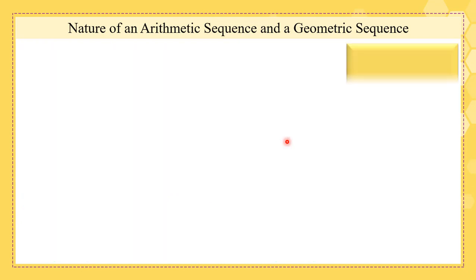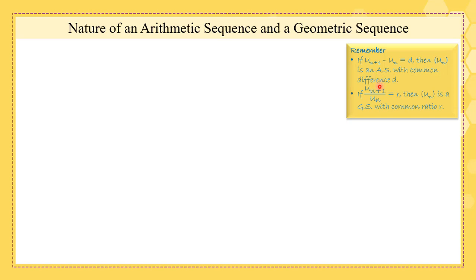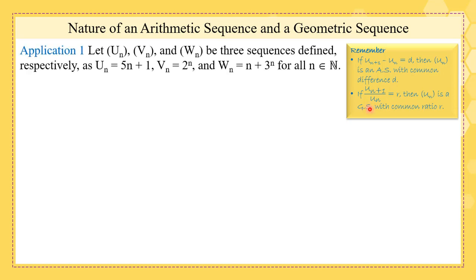Now let's take some application. Remember, un plus 1 minus un is a constant, so un would be an arithmetic sequence. AS is the abbreviation of arithmetic sequence. And un plus 1 over un is a constant means that un is a geometric sequence, and GS is the abbreviation of a geometric sequence.